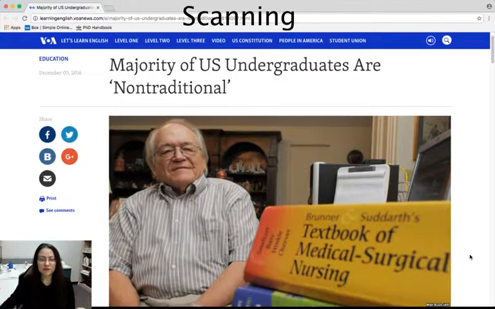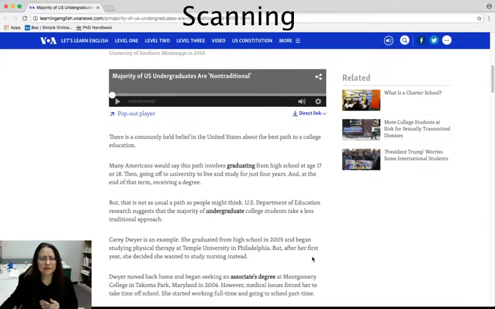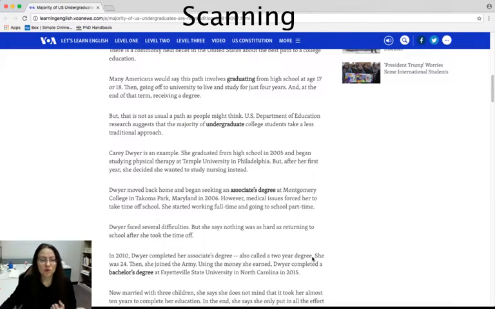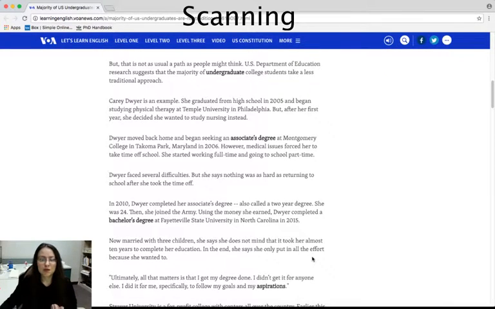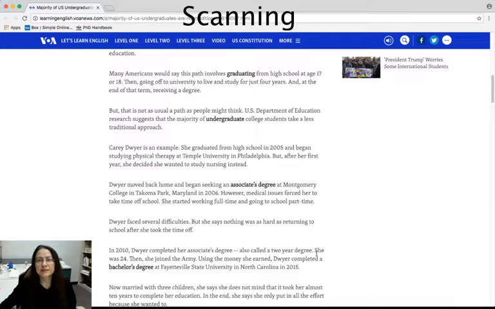So scanning means you are moving your eyes, you're really sweeping your eyes over the text, just looking for something very specific. So you might be looking for some numbers, or you might be looking for a name, you might be looking for a definition, you might be looking for the answer to a test question. So scanning is different than skimming. So remember, when you skim, you look for the main ideas from the whole text. Whereas in scanning, you're just looking for something really specific.